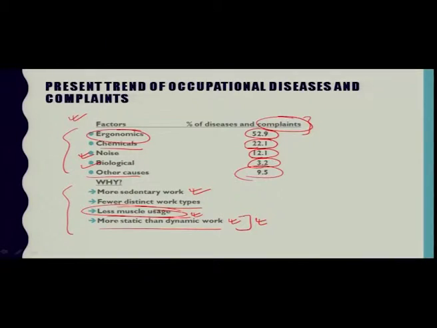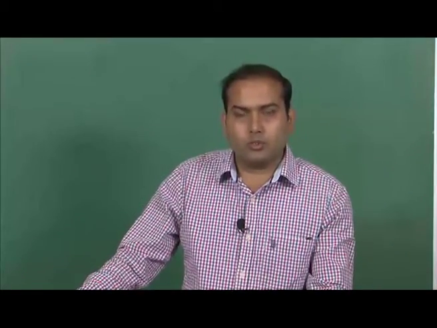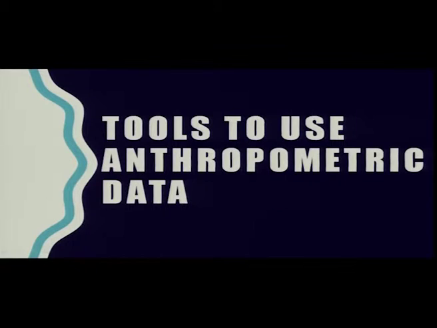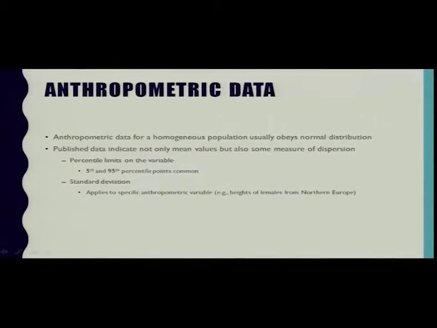Now we will slowly move towards knowing the tools which are nowadays being used in anthropometric analysis. As we are aware, anthropometry is a very important part of ergonomics. First of all, just to recall what anthropometry is all about: anthropometry is derived from Greek words. Anthropos means human and metron means measure. It basically refers to measurement of the human individual.